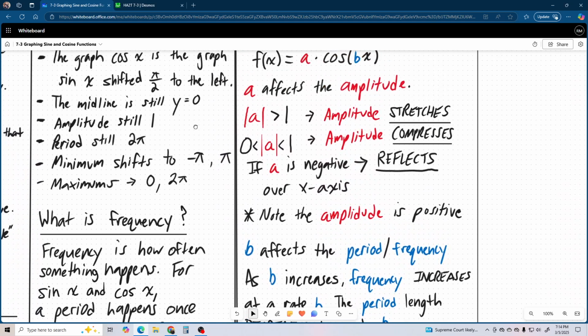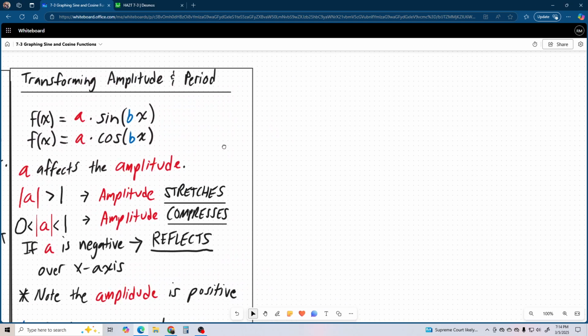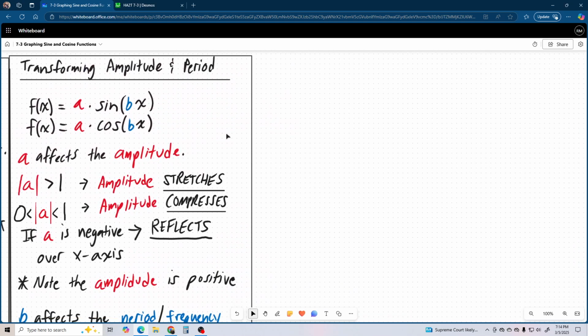And then when we talk about the period, we're talking about how long each cycle is, right? All right. So let's talk about transforming amplitude and period. So we're going to talk very basically about transforming just specific parts of our function today. We're going to go into phase shifts and all of those things in the next lesson. But for today, we're just going to talk about these two letters. We're going to talk about A and we're going to talk about B of both sine and cosine.